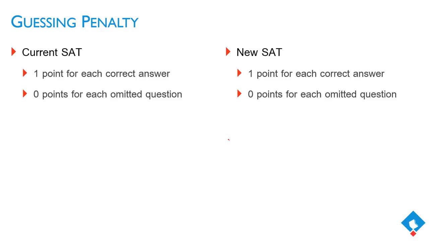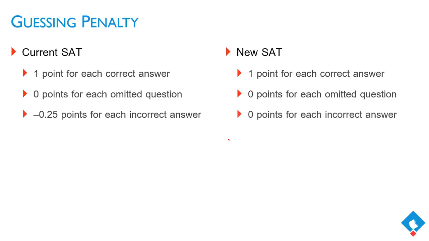The difference is when you mark a question incorrectly. So let's say you guessed A and the answer was actually B. On the current version of the SAT, not only do you not get the points, but you also lose 1/4 of a point for each incorrect answer. So that's how the current SAT works. On the new SAT, you don't lose any points for guessing. So if you marked A for the answer and B was the answer, it treats it as if you omitted the question altogether. So you don't lose any points for an incorrect answer.